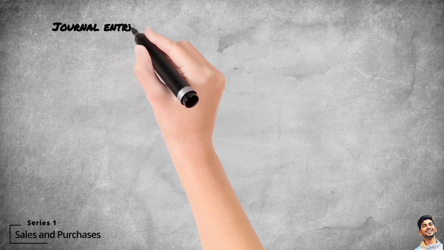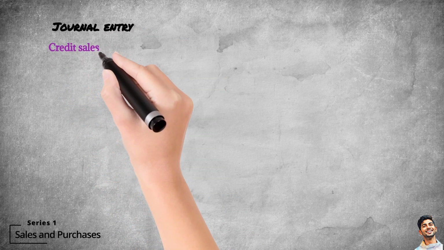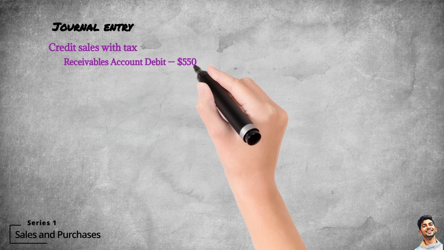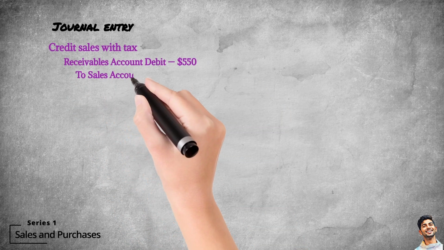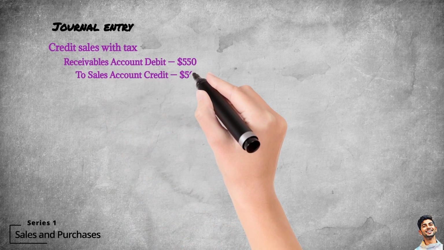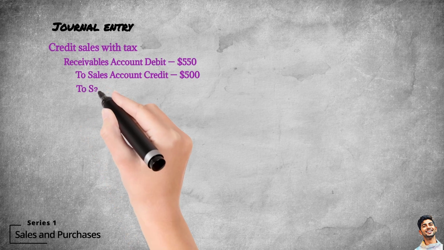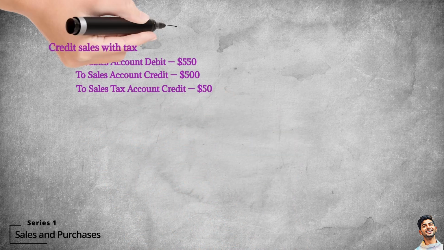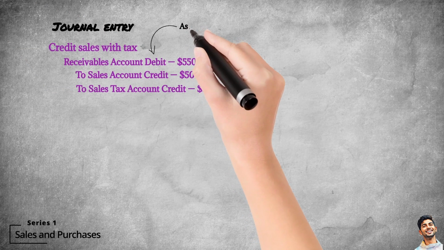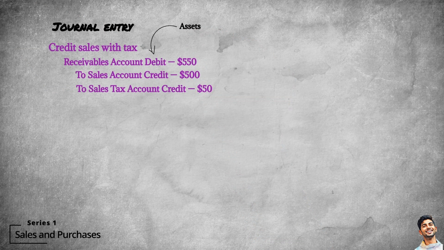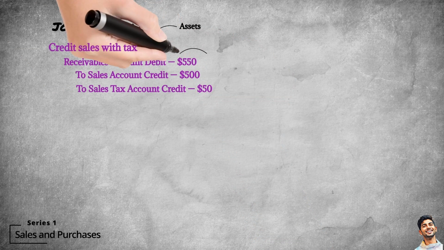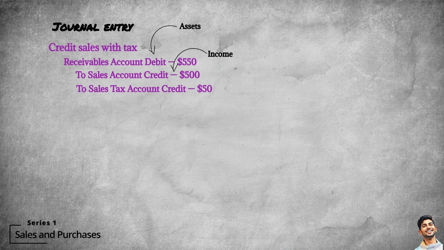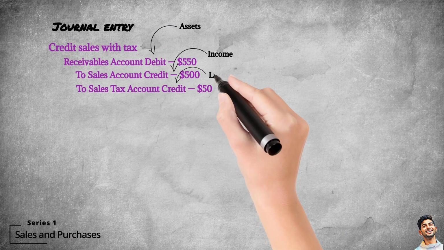Now let's see the journal entries. Suppose we have credit sales with tax. So the journal will be like: receivables account debit $550, to sales account credit $500, to sales tax account credit $50. So here receivables are assets, sales are income, and sales tax is a liability.